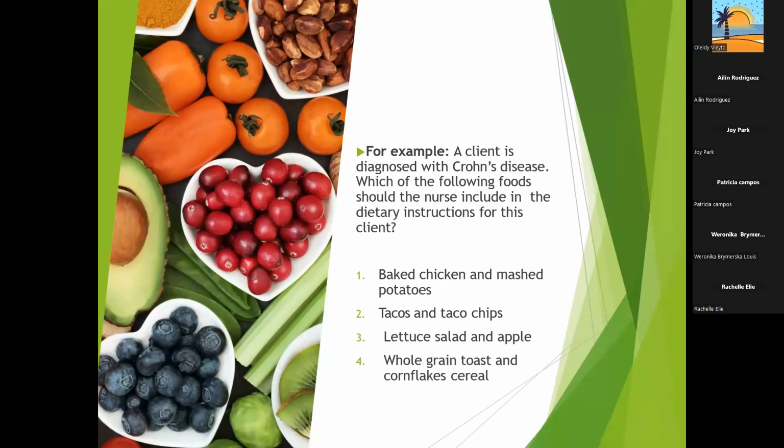So let's look at this question again. A client is diagnosed with Crohn's disease. Which of the following foods should the nurse include in the dietary instructions for this client? Is it baked chicken and mashed potatoes, tacos and taco chips, lettuce, salad, and apples, whole grain toast and cornflakes? Yeah, you got it now, right? The answers are not going to change, right? But if you look at the difference between the comprehension question and the application question, what word did it leave out?